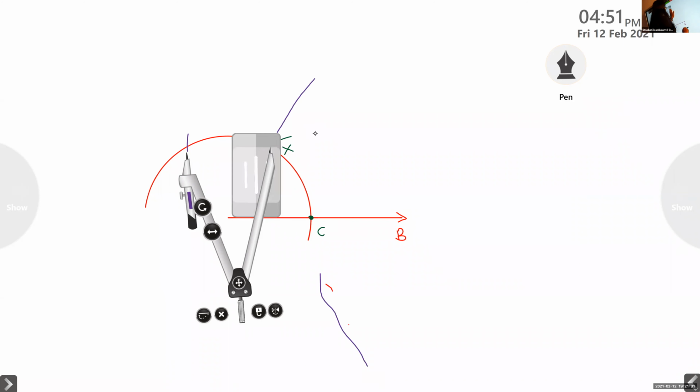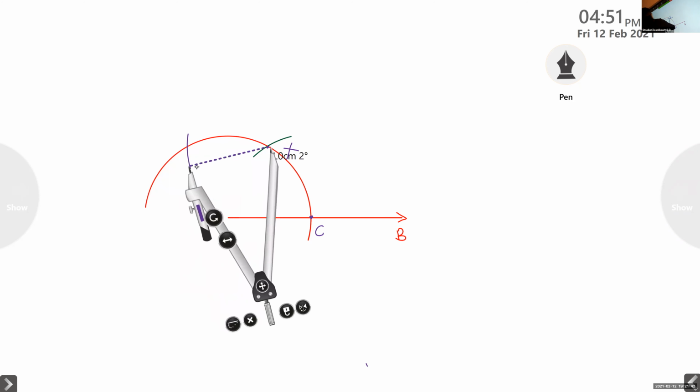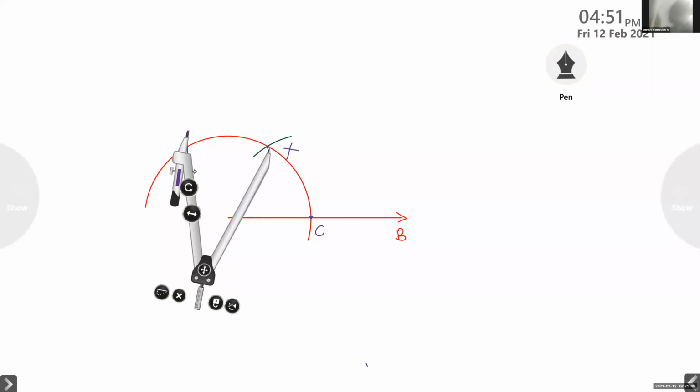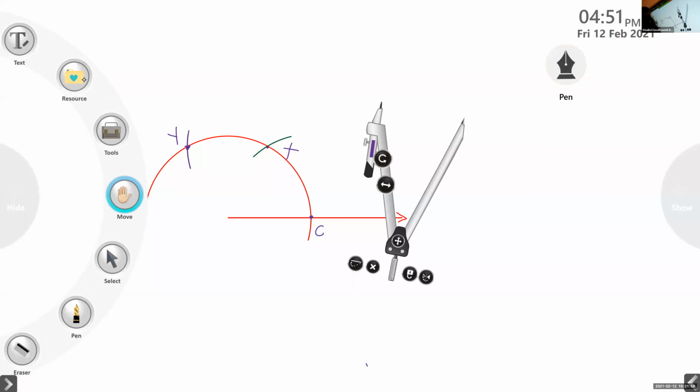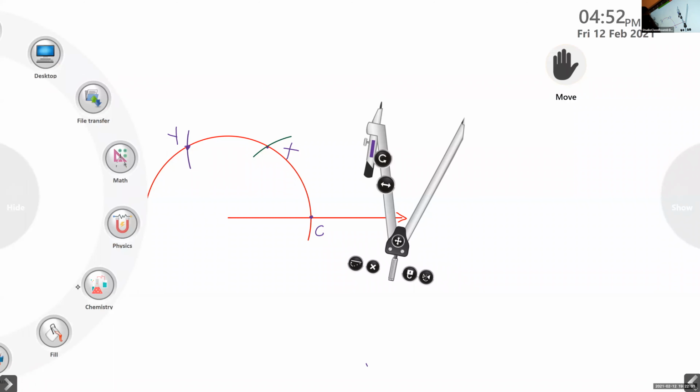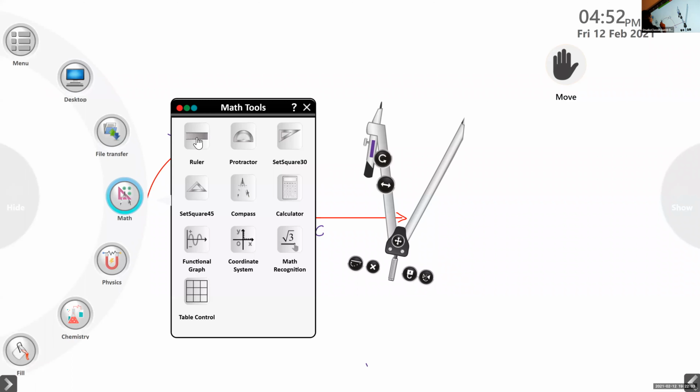But we are not joining A and X. What happens is, we will keep our compass at X and draw one more arc here, cutting the semicircle once again. So two cuttings. Okay. So that point you give as Y. Two cuttings, and again, we will take our scale and join this.